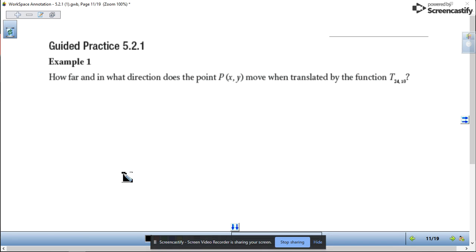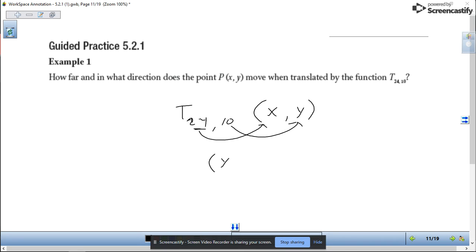Okay, so guided practice for 5.2.1. Example 1. How far and in what direction does the point P(x, y) move when it's translated by the function T(24, 10)? So what we're saying is the transformation (24, 10) on the point (x, y). What that does is you take the 24 and apply it to the x, and the 10 and apply it to the y. So we're talking about (x + 24, y + 10).